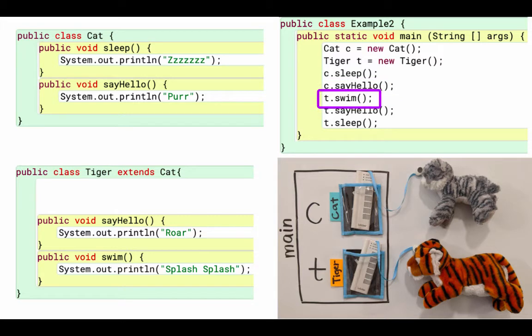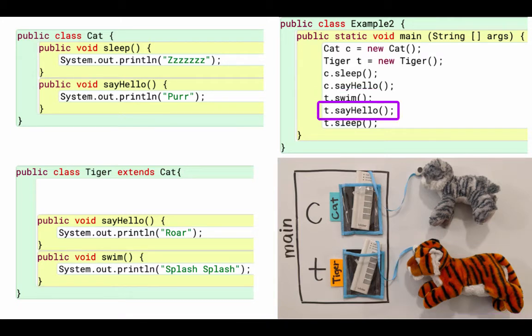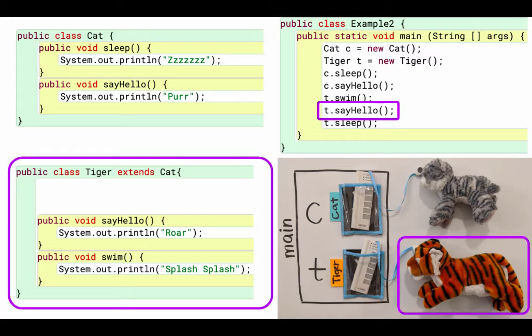We're going to call t.swim. t references a Tiger object. So what type is t? t is referencing a Tiger object, so we look in the Tiger class for the swim method and we find it. It prints splash splash. Our next line, t.sayHello. What type of object is t? t is referencing a Tiger object, so we're going to look in the Tiger class. And we find the sayHello method there and it prints roar.